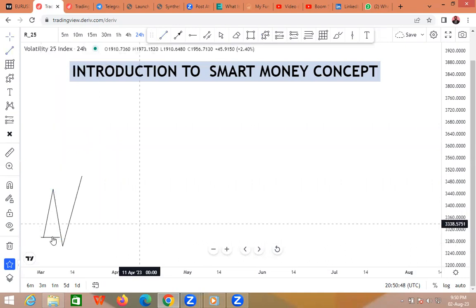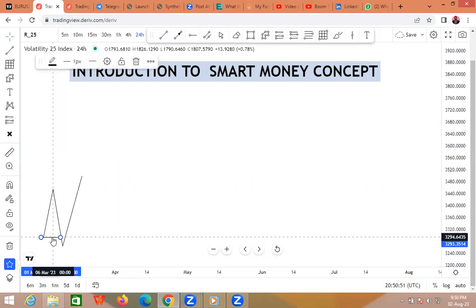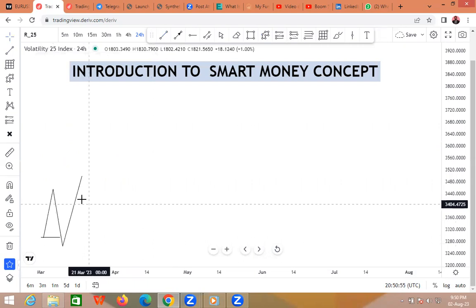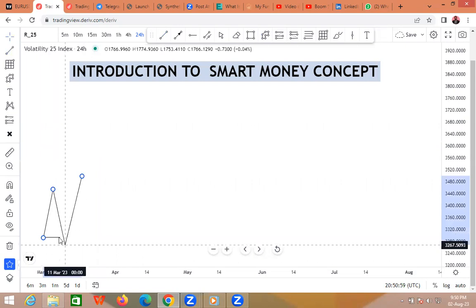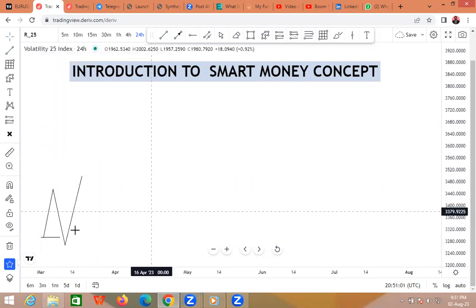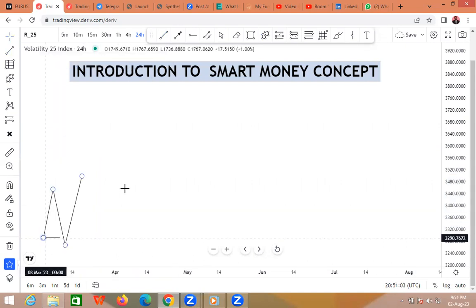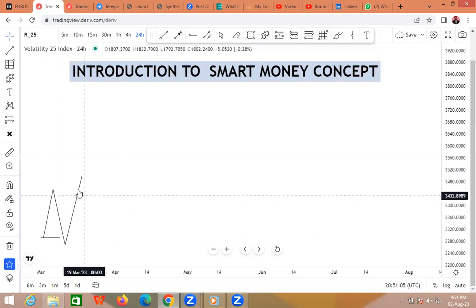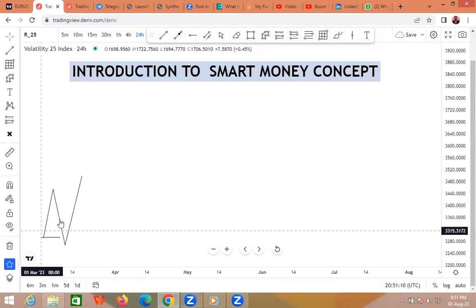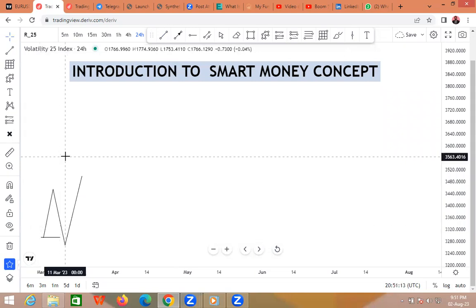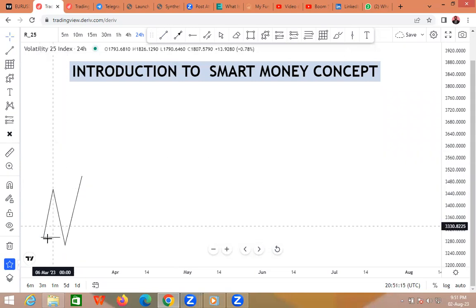Why does price go for liquidity? Because the market is driven by liquidity. Liquidity simply means money, positions that are left running. People are buying here, and if banks want to buy, they need that volume of positions. So they can't just stay here and keep buying up. They first want to trade down, so all the people that are buying here hit their stop loss.